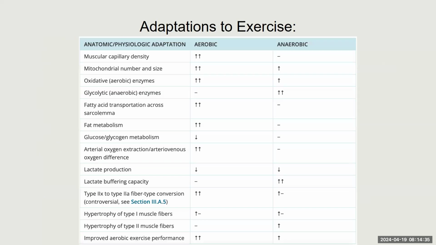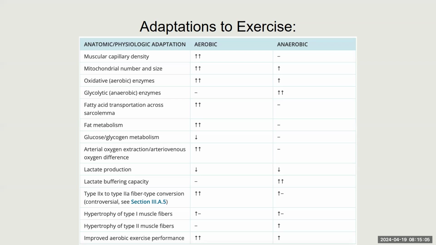As far as adaptations to exercise, obviously depending on what you're training, you're going to be focusing more on those type 1 or type 2 fibers. So people who are doing a lot of aerobic activity, you're going to have increased muscular capillary density, again, because you need that oxygen. You're going to have more mitochondria, same reason. You're going to increase your oxidative enzymes. And you're going to have increased fat metabolism with prolonged aerobic exercise.